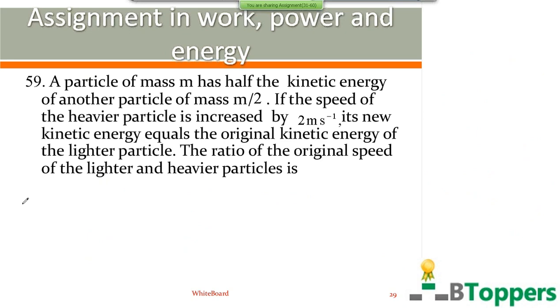In the next question, you are asked to find the original speed of the heavier particle here. So we'll solve both 59 and 60 at once. So the initial kinetic energy of the heavier particle of mass m is given to be half of the kinetic energy of mass m by 2.